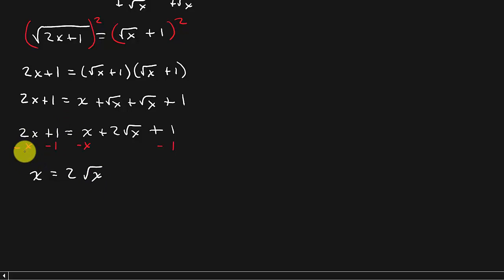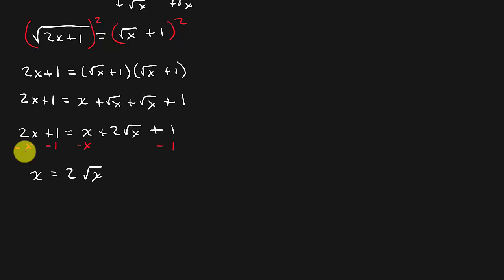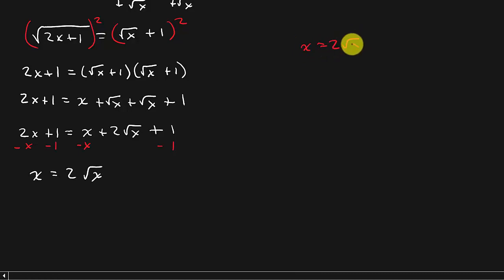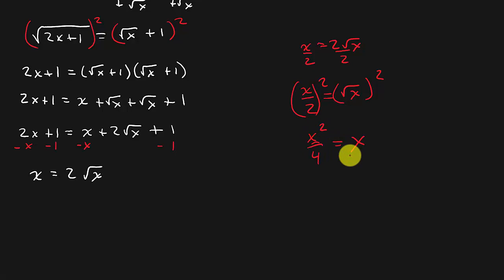Now, if you remember, I said isolate the radical. Get the radical by itself. So let's just come over here to the side and let me show you something. x = 2√x. Now, if I isolate that, I'm going to divide both sides by 2. I get x/2 = √x. And then if I square both sides, I'm going to get x²/4 = x. And that's fine. There's nothing wrong with that. Okay? Nothing wrong with that. But what's the problem?